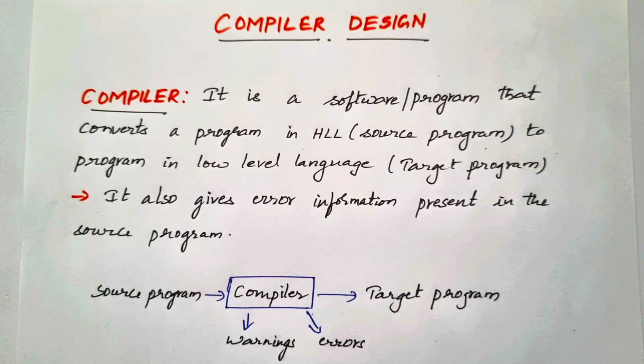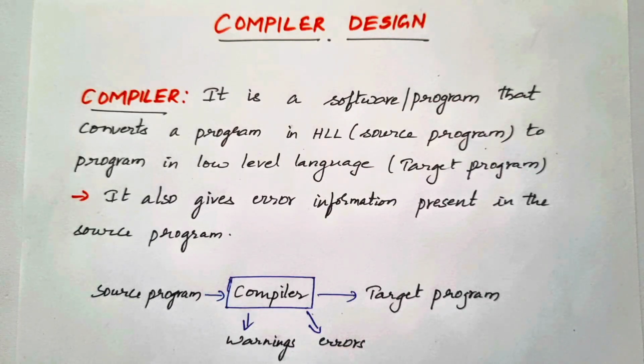In today's video, we will see what you mean by a compiler, types of compilers and phases of compilers. Coming to the definition of a compiler, it is nothing but a software or a program that converts a program in high level language to a program in low level language.